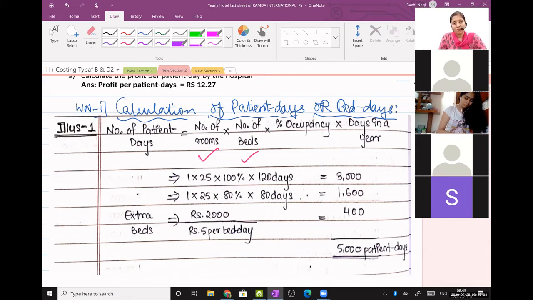Number of rooms in the hospital and then number of beds in a room. In one room you can have 4 beds. So say for example, if you have 4 rooms, then 4 fours are 16. Understood? So you can accommodate 16 people like this. Then percentage occupancy, the third element of the formula. And then days in a year, not months, because in hospital, this is not hotel. You cannot have seasons and off seasons here, obviously, right?